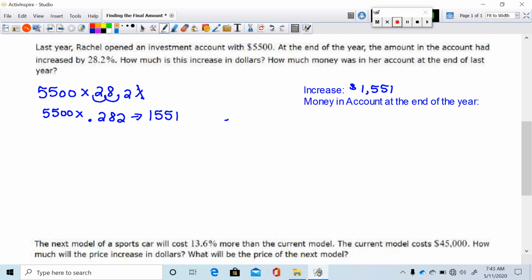Since that was an increase, you always take the original amount. If it's a decrease, you subtract. If it's an increase, you add. So I'm going to add $1,551 to that. And I'm going to get $7,051. So the money in the account at the end of the year is $7,051.